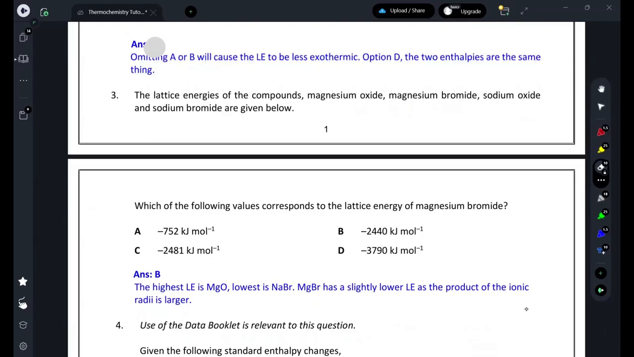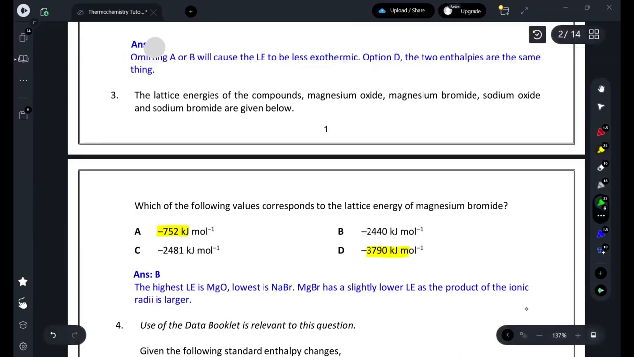Okay, I think the biggest value and the smallest value are out, because magnesium bromide is in between. So the only things that you need to consider is between magnesium bromide and what's the other one? Sodium oxide.